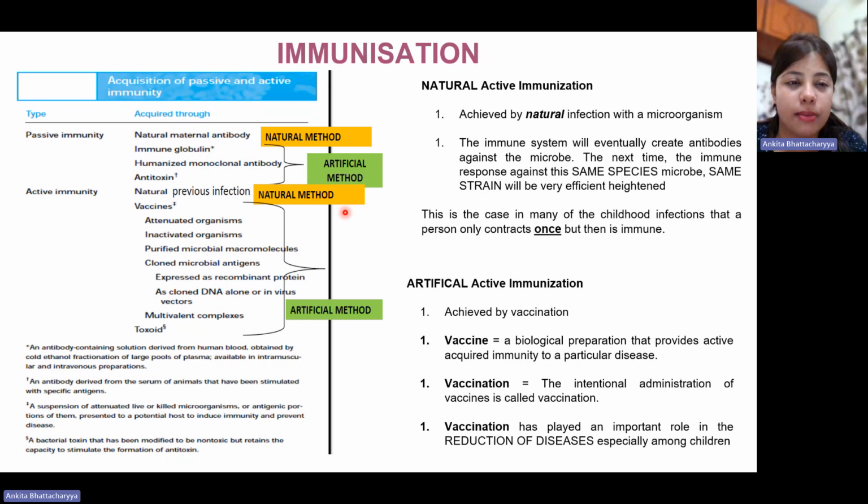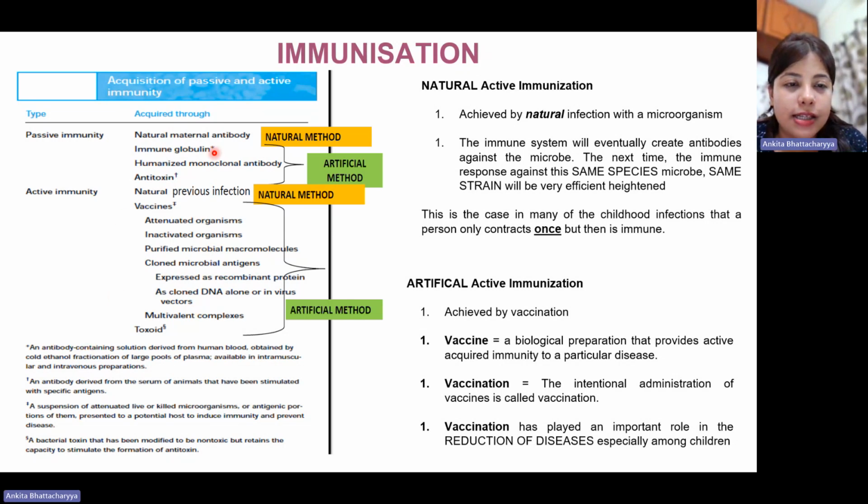When we talk about artificial methods, it can either be by immunoglobulin, or by an antitoxin which we are introducing into the system, or by a humanized monoclonal antibody. Active immunity, apart from a previous infection, can be induced by vaccines. Among vaccines, again, we have attenuated organisms, inactivated organisms, purified microbial macromolecules, cloned microbial antigens expressed as recombinant proteins, or cloned DNA alone or in viral vectors, multivalent complexes, and of course, toxoids.